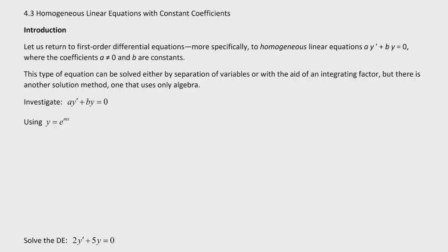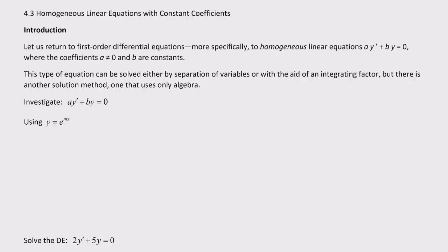All right, let's go back to first-order differentials, specifically to homogeneous linear equations of the form ay' + by = 0, where a and b are constants, and we're going to claim that a is non-zero. So basically, a and b are numbers. This type of equation can be solved either by separation of variables or with the aid of an integrating factor, but there's another solution method, one that uses only algebra.